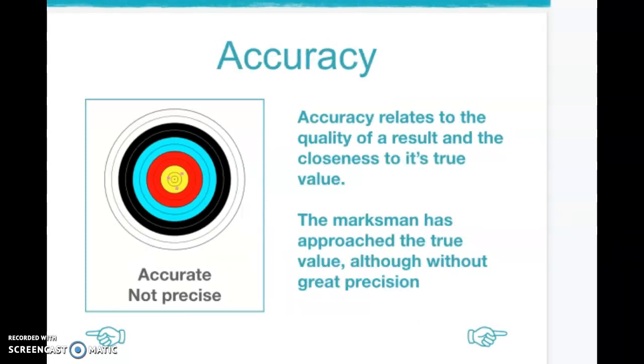Accuracy is very different. Accuracy actually relates to the quality of the result. How close are you to the actual true value? And we show that here on our bullseye, or whatever you want to call this. We show it as close to the bullseye, right? That's the actual result, and your readings are pretty much spot on. Here you can see that they're not precise. You're not getting the same point, but at least your points are around the actual bullseye.